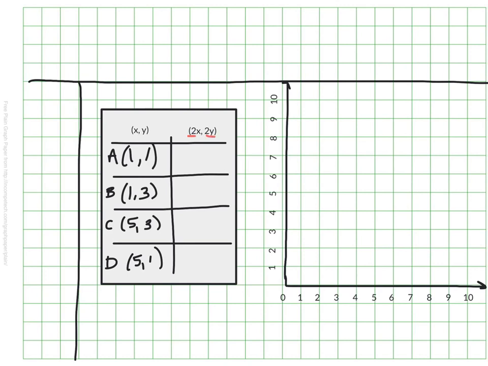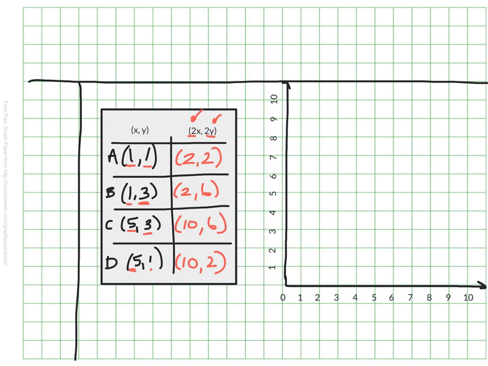That means I'm going to take whatever my x value is here and multiply it by 2. And I'll take whatever my y value is here and multiply it by 2. So for example, 1 times 2 would be 2, and 1 times 2 would be 2. On the second one, I have 1 times 2 is 2, 3 times 2 is 6. Next one I would have 5 times 2 is 10, 3 times 2 is 6. And 5 times 2 is 10, 1 times 2 is 2.